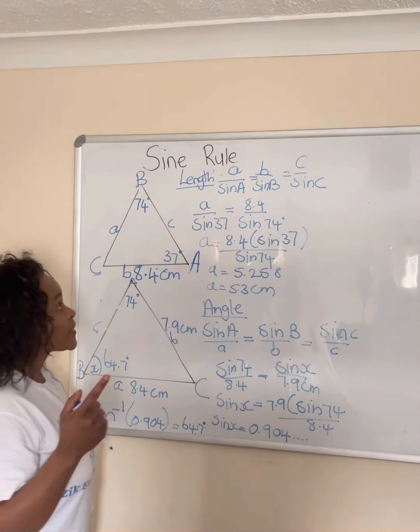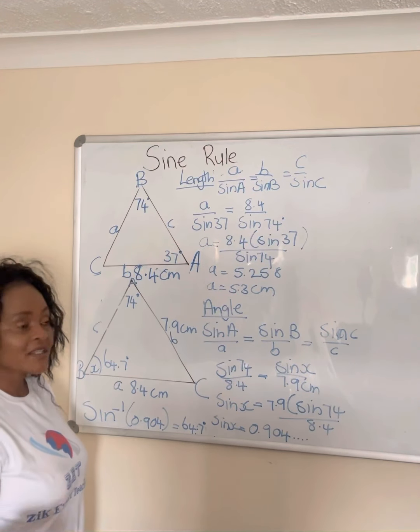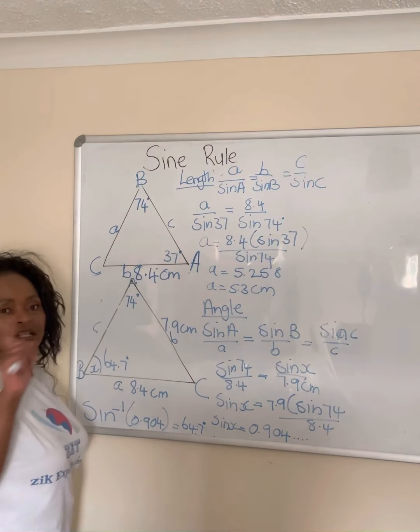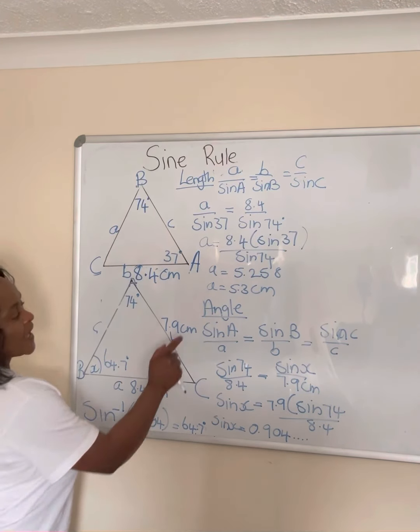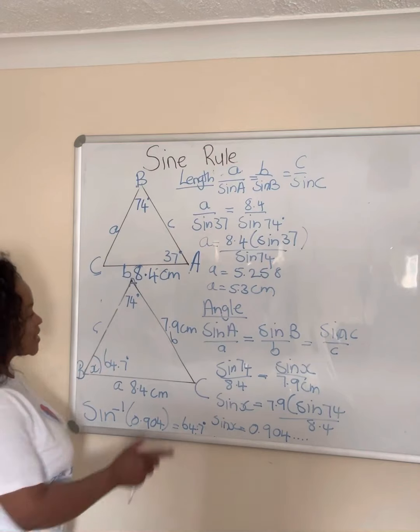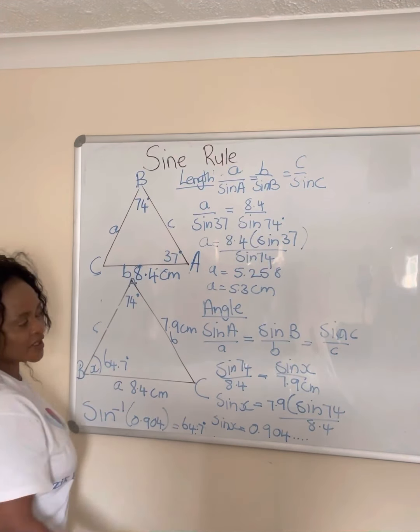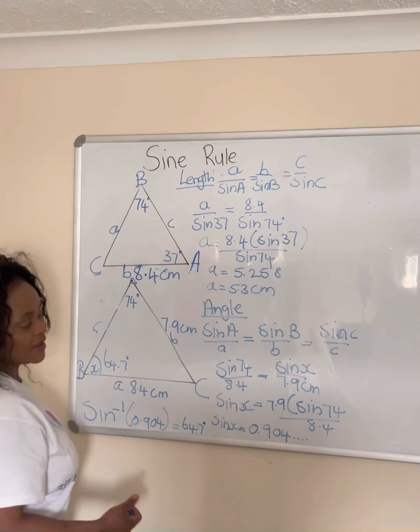Okay, so how to remember it? For the sine rule, we have two formulas, one for the length and one for the angle. When we're calculating the length, the length goes on top. And when calculating the angle, the angle goes on top. And whatever you are given, you just substitute it into the formula, then you'll be able to calculate it.